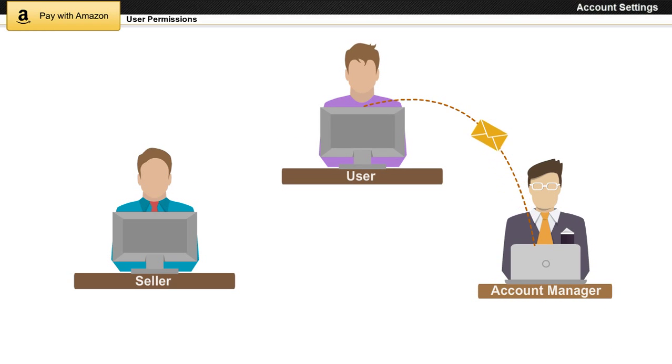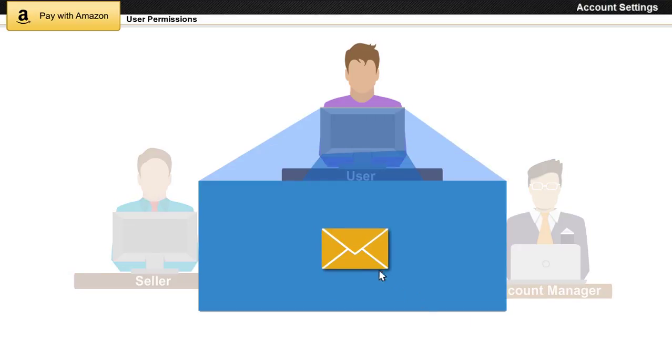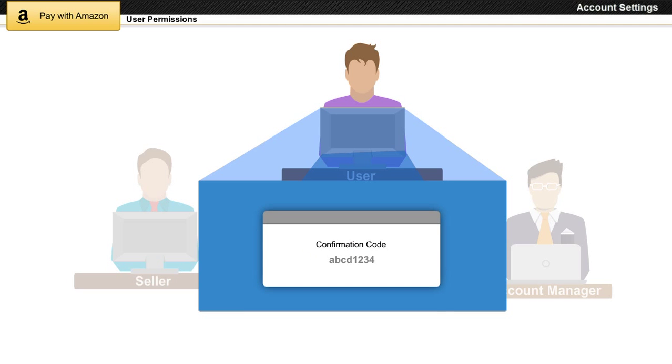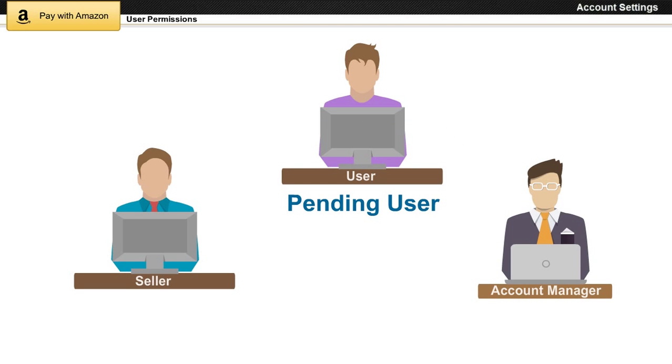The account manager sends an email invitation containing a link to the Seller Central to the user. At this stage, the user is an invited user. The user clicks the link and navigates to a page containing a unique confirmation code. At this stage, the user is a pending user.